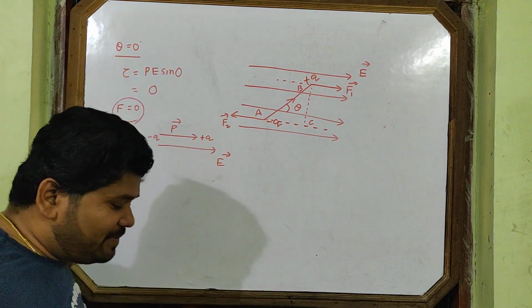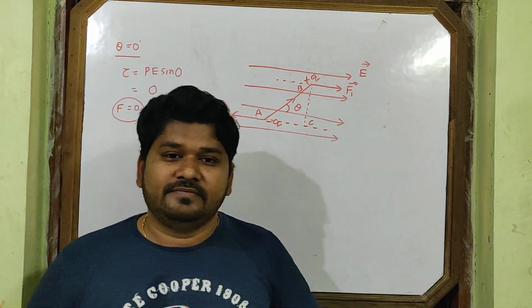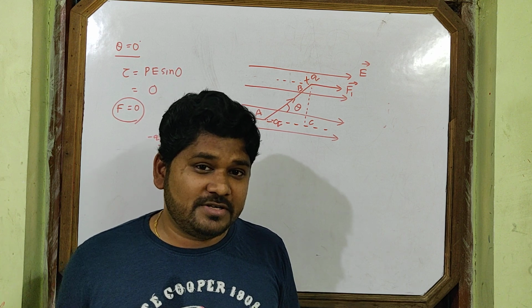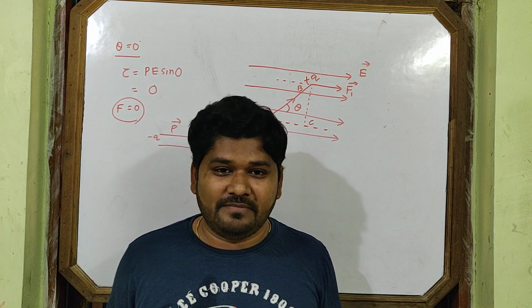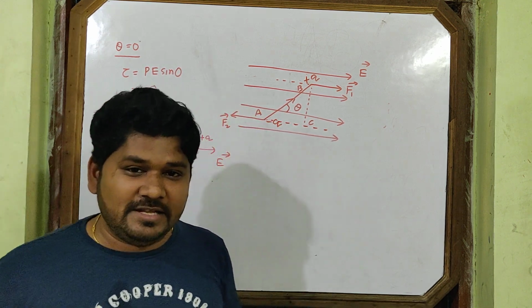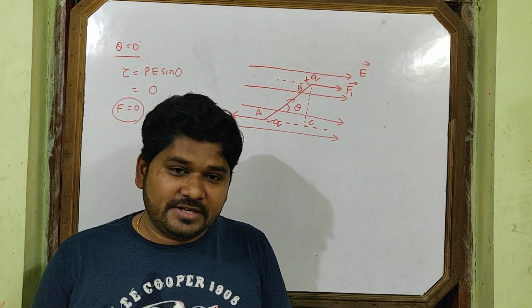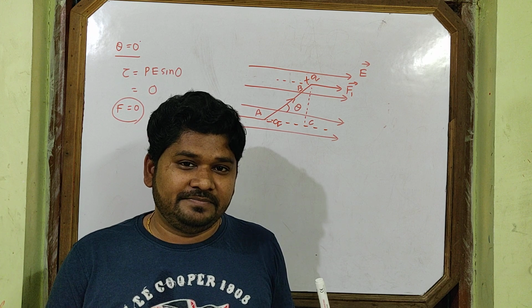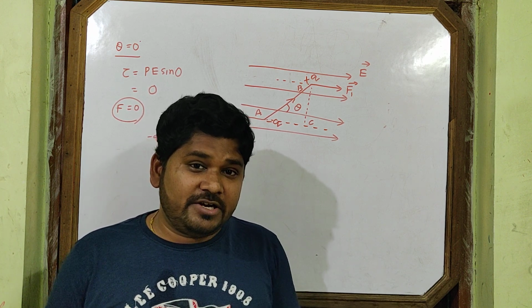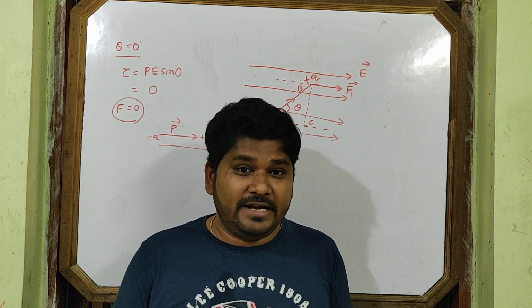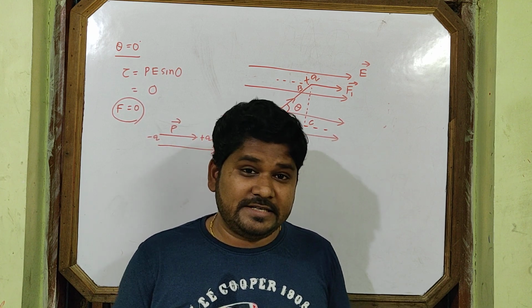Stable equilibrium. What do you mean by stable equilibrium? Now the question may come to your mind. You have read it in class 11th, but I think you forgot. Stable equilibrium means if a body is at one position and you slightly disturb it, after disturbance, if it returns back to its position, then that is called stable equilibrium.